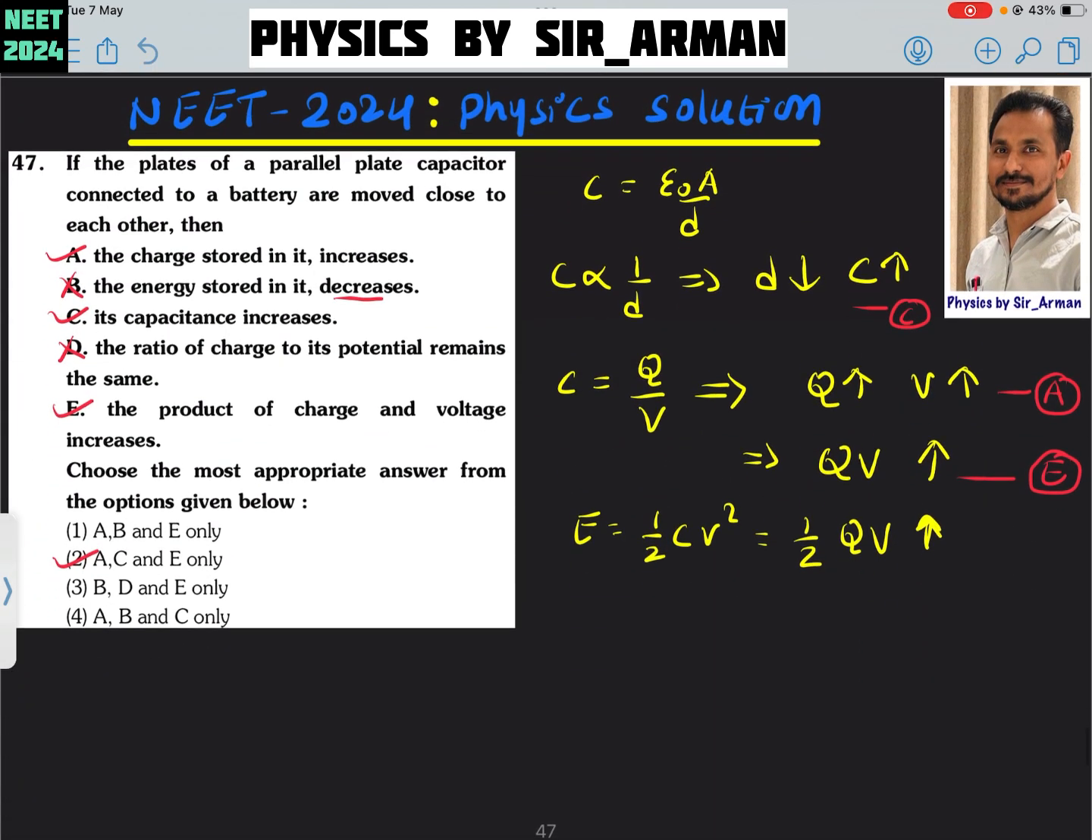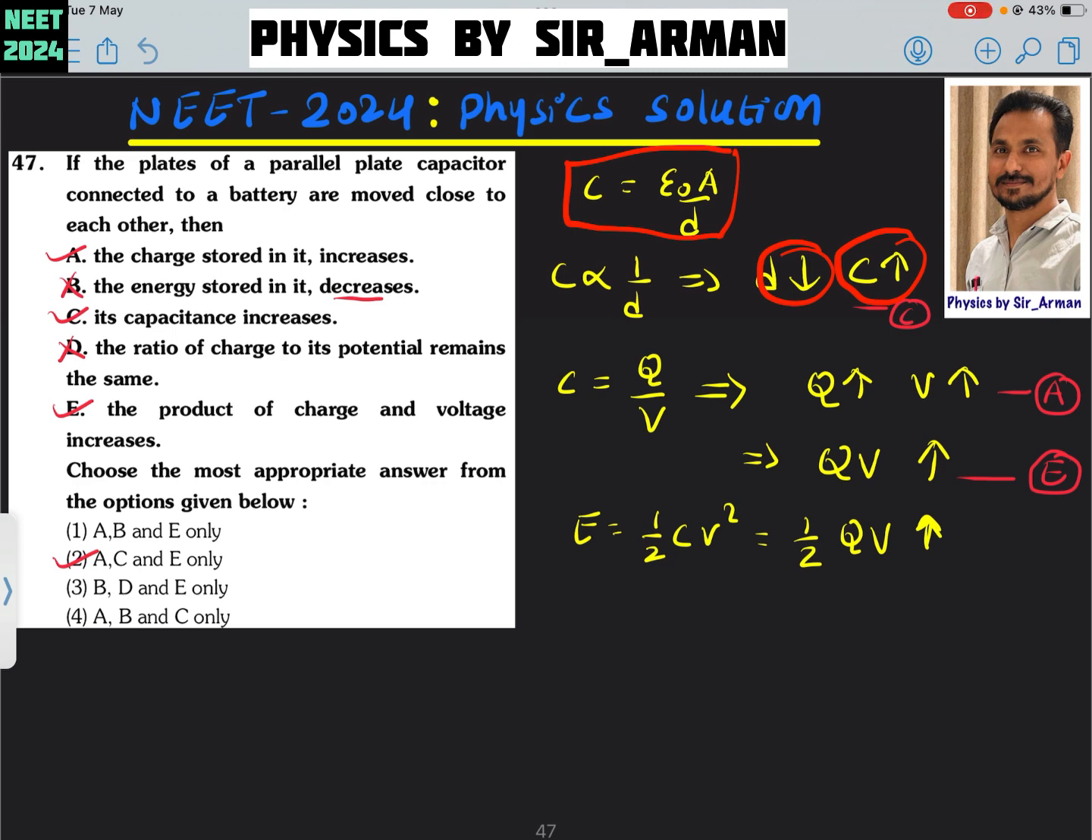Question number 47. If the plates of a parallel plate capacitor connected to a battery are moved close to each other, what is the capacitance? Equation for the capacitance: epsilon naught A by D. Means you are moving two plates closer. So when you move them closer, the capacitance will increase because distance decreases, right?